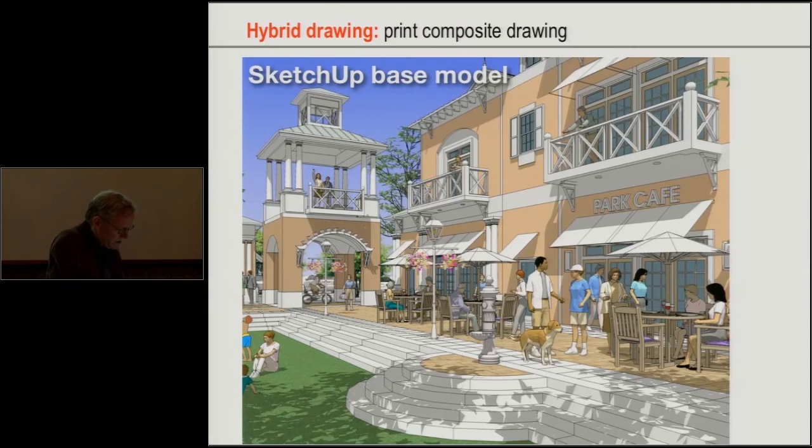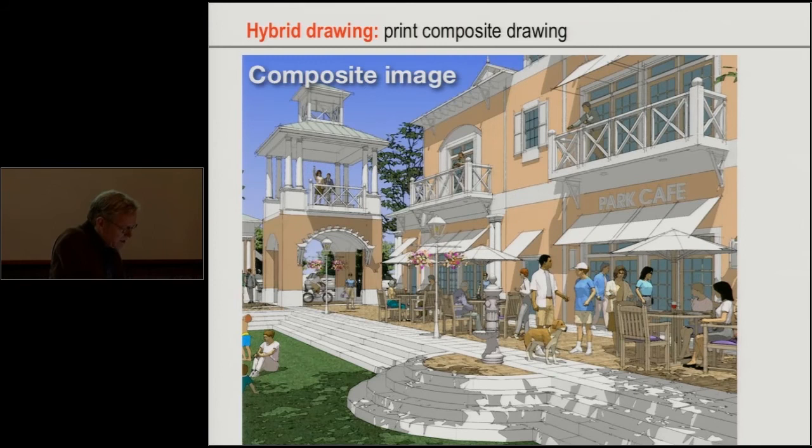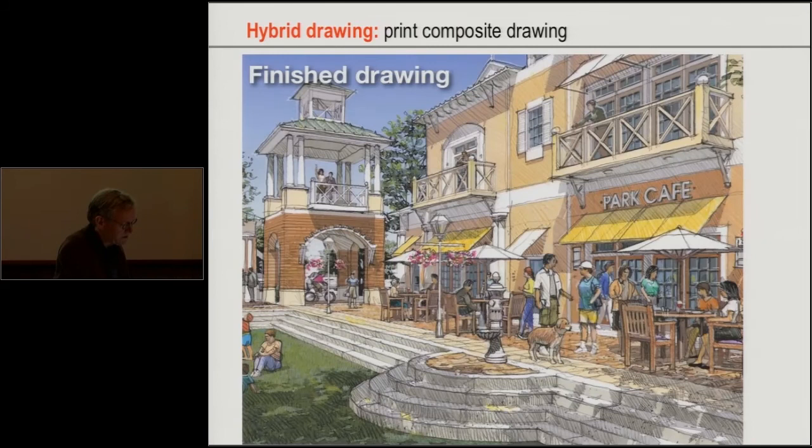This was the cover of the book where I started with a SketchUp model, printed it, filtered it, lightened it up, and then I attacked it with colored pencil and colored marker. And you see the colored pencil in this case really gave it that texture and the hatching that reveals sort of a handcrafted quality to it. But beneath all of that is the SketchUp model.